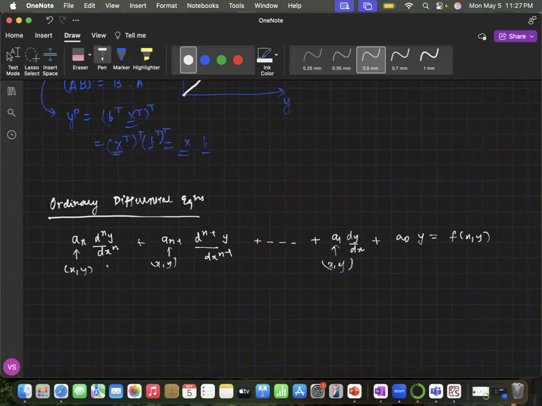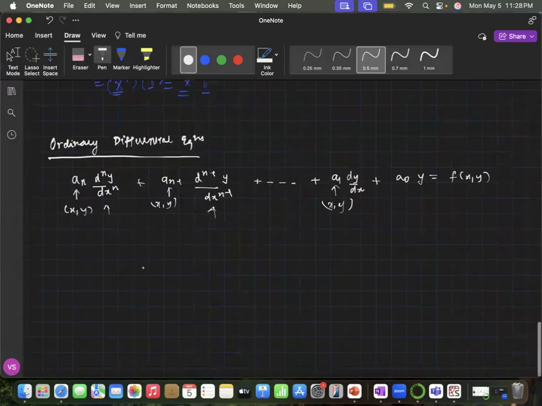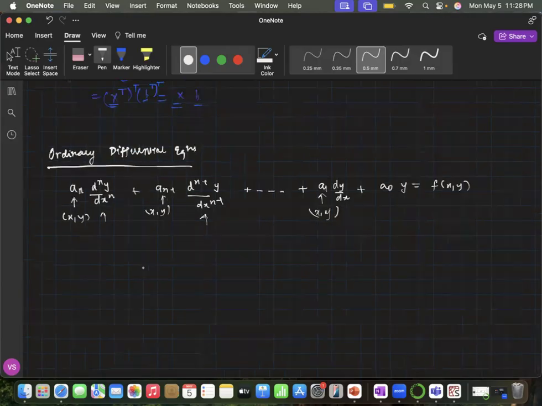And this is the nth derivative, this is the (n-1)th derivative, and so on, right? The order of this differential equation is n, because the highest derivative here is the nth derivative. So it's an nth order differential equation. And yeah, so that's the differential equation, right? So let's start with simple differential equations. Let's start with the first order differential equation.